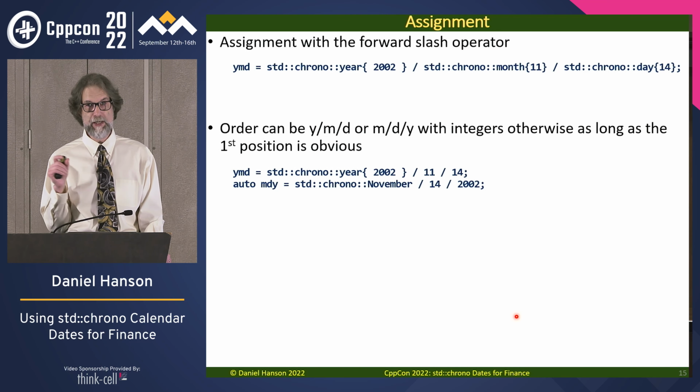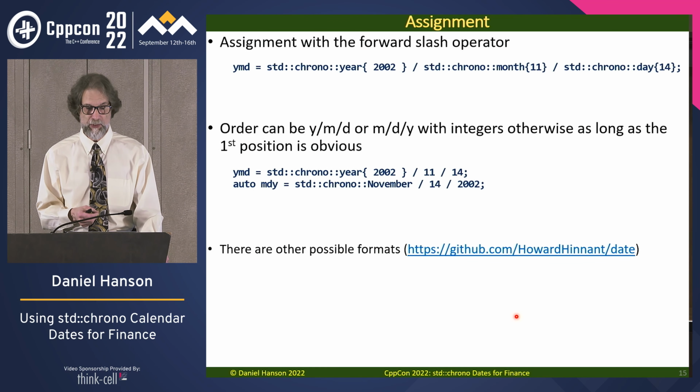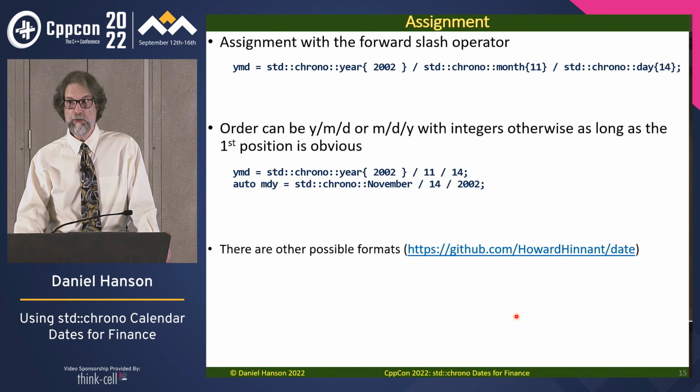There are a number of these. There are more that you can look at. This is not an exhaustive list, but you can find them on the std::chrono GitHub site, which I've linked here.